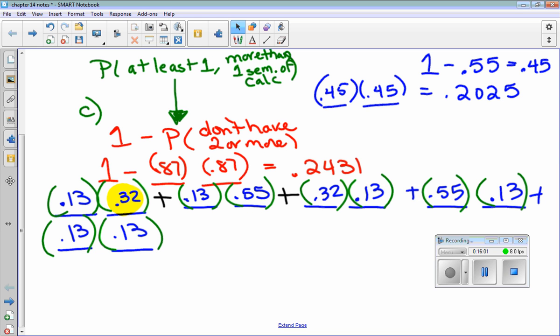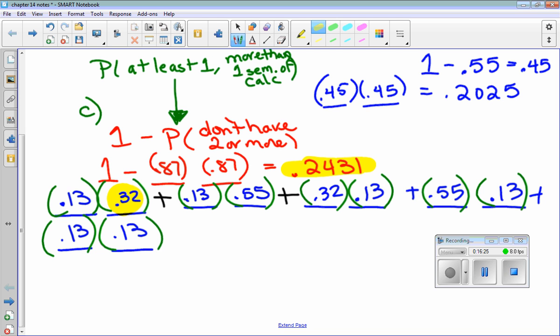But I think 0.2431. I think you should get the same answer. Right. So we got the same thing, right? Here's the issue. I don't really care if you want to come up with all the different possibilities. You're going to get the same answer. That's fine with me. But what if now I have 3 people in my group?